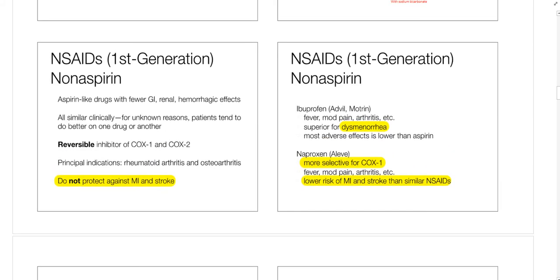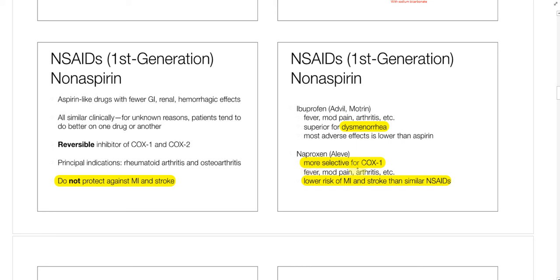So ibuprofen, you find this in Advil or Motrin, very commonly prescribed or suggested. Good for fever, moderate pain, arthritis. This is the one to go to for dysmenorrhea because, for whatever reason, it seems to work really well there. And most adverse effects are going to be lower than aspirin, which is great.